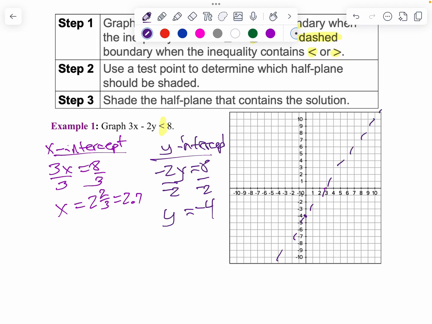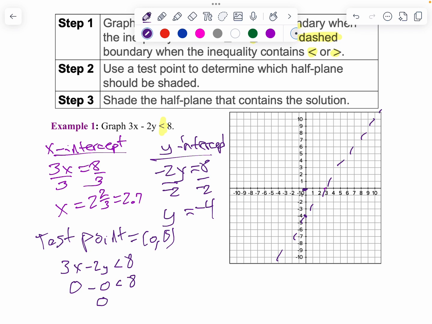Now we're going to pick a test point. We're going to pick one of our points that's not on a line. I could pick any point I want. I like 0, 0. The reason I like 0, 0 is nice things happen when we put 0, 0 in there. So I'm going to look at, hey, does this point make the inequality true? So I'll put in 3x minus 2y is less than 8. If I put in 0, I get 0 minus 0 is less than 8. 0 is less than 8. That is true.